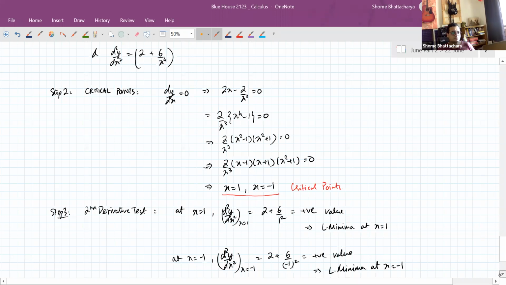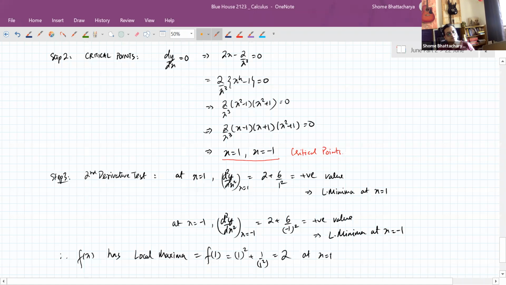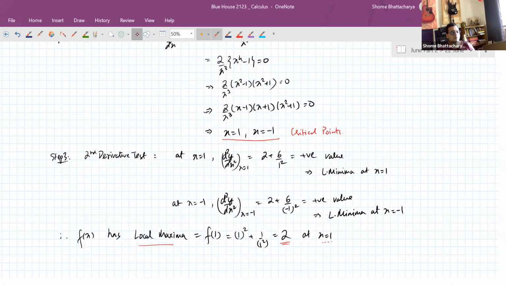But as far as this particular question is concerned, all we have to do is understand that f(x) has local maxima equal to what? f of 1. So that is 1 square plus 1 by 1 square, that is 2, at the point x equal to 1. So the value of the local maxima is equal to 2 at the point x equal to 1. And similarly, it also has local minima, my mistake. This is not local maxima, this is local minima. Both the points are giving us minima. It has a minima of this much.